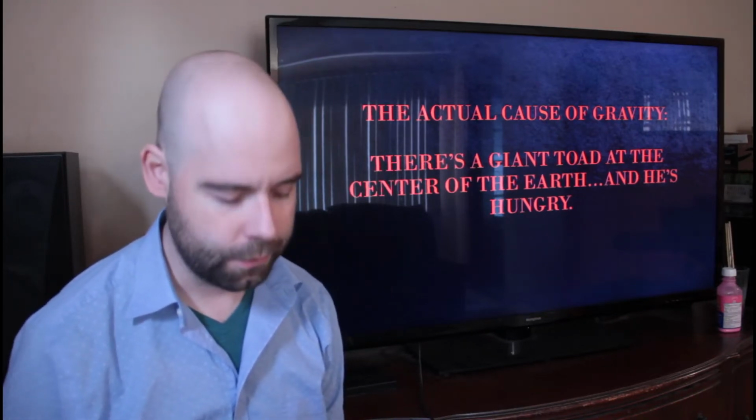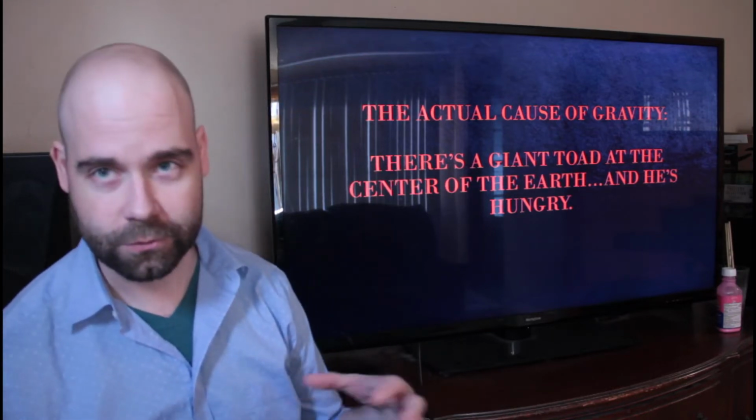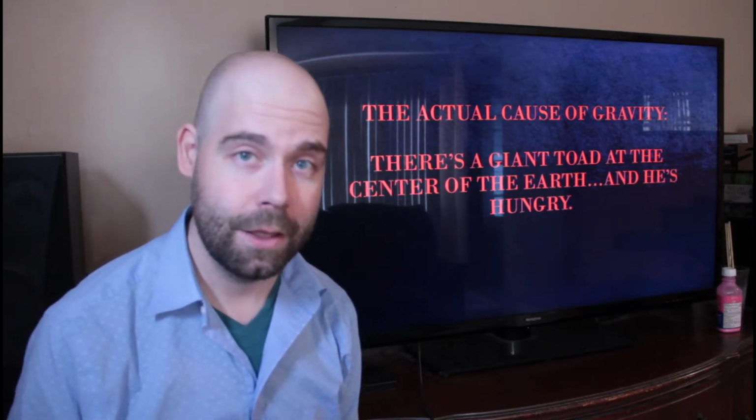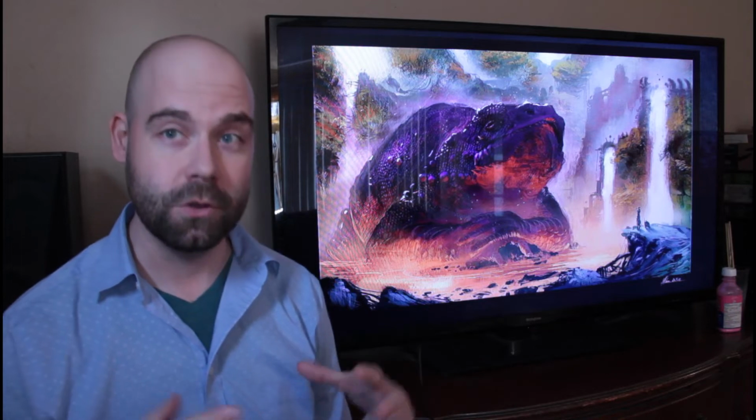Billions of years ago, the Earth was all molten lava, still forming, crust wasn't fully there yet, and inside that molten lava, there was a giant toad. The giant toad became encased in that magma, so that means the toad has been inside liquid magma for billions of years, and he's very hungry, and it is the toad's eternal hunger that actually causes everything to be pulled towards the toad.